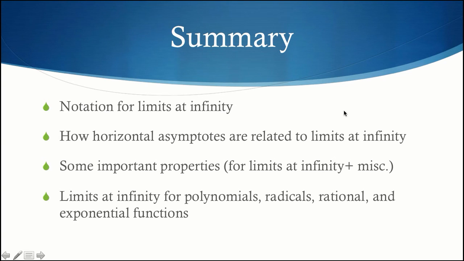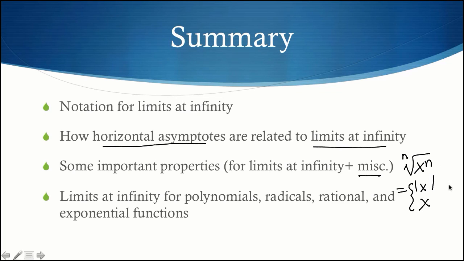Okay, to summarize this lesson, we talked about notation for limits at infinity, which we did indirectly by doing the examples as well as talking about the relationship between horizontal asymptotes and limits at infinity. Remember that limits at infinity are to horizontal asymptotes as infinite limits is to vertical asymptotes. We also talked about some important properties for limits at infinity, as well as that one property for radicals, where the nth root of x to the n is absolute value of x, or x, depending on whether n was even or odd, right?